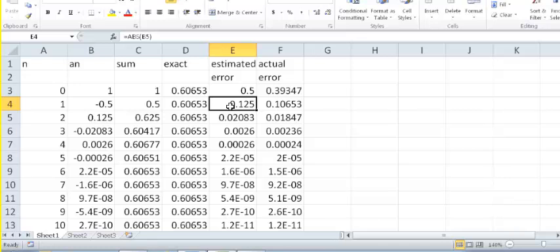So this is my estimated error, 0.002. So this is the next one. This has an error less than 0.001. So that's 5 terms because we started at 0.